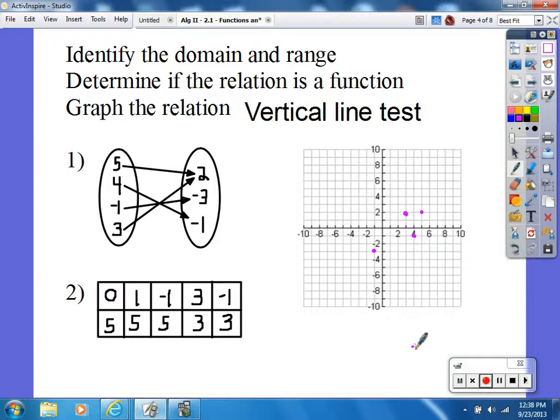So for every input, there's only one output. I'm allowed to have 2 inputs that go to the same output. That's fine. But if the 5 would try to go to the 2 and the -3, that's bad. So in this case, it is a function, right? So yes, it's a function.